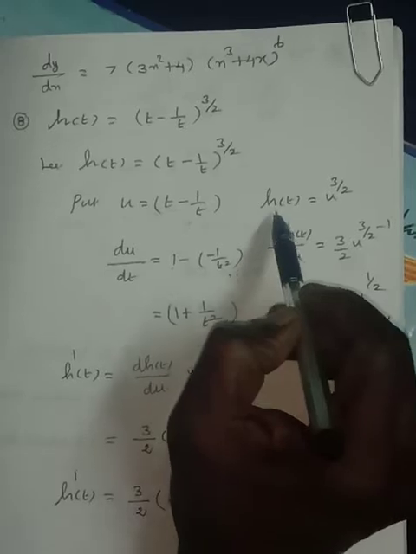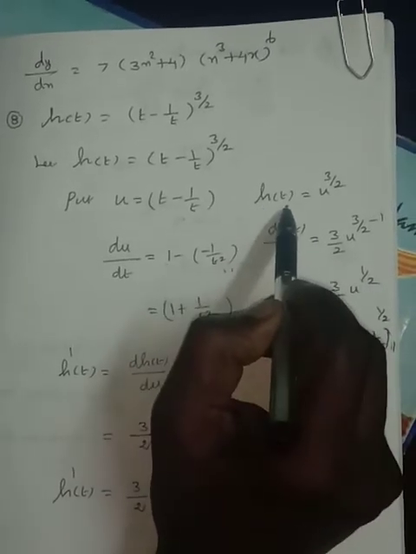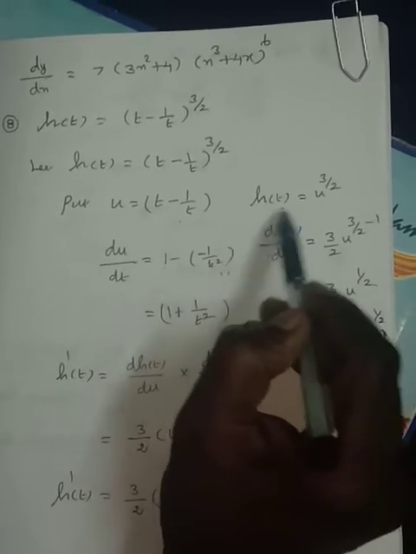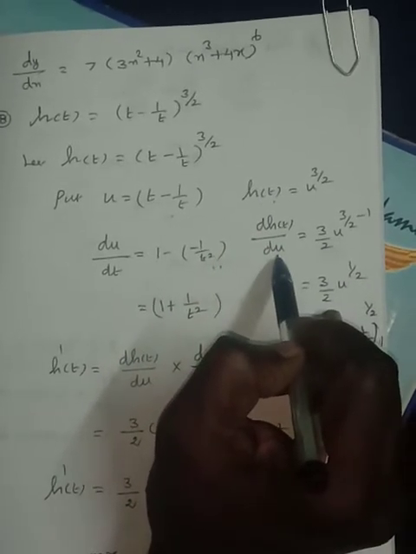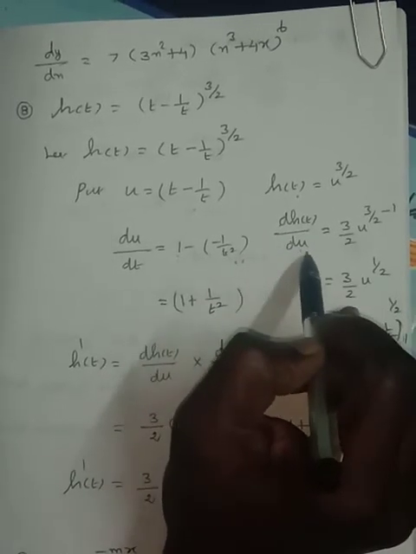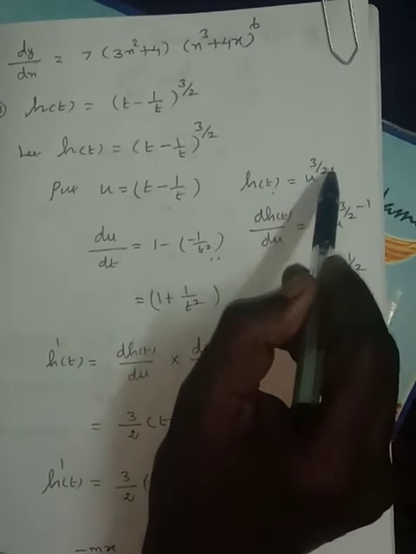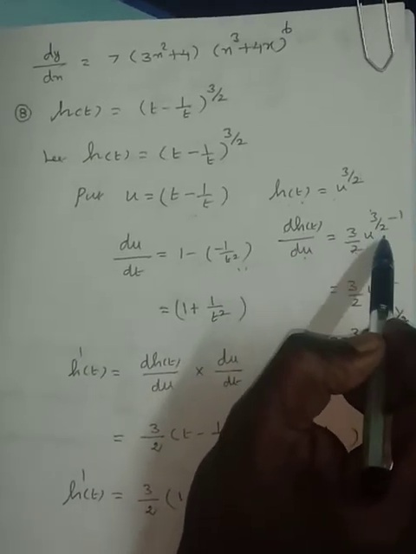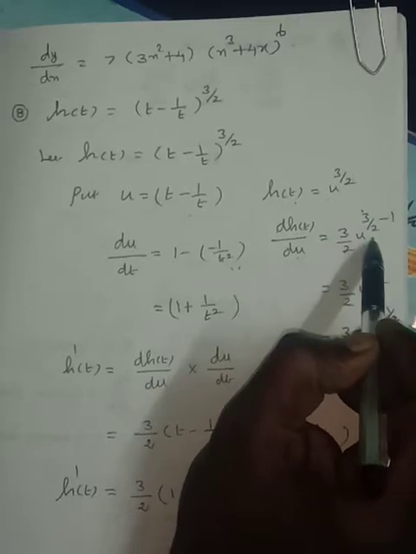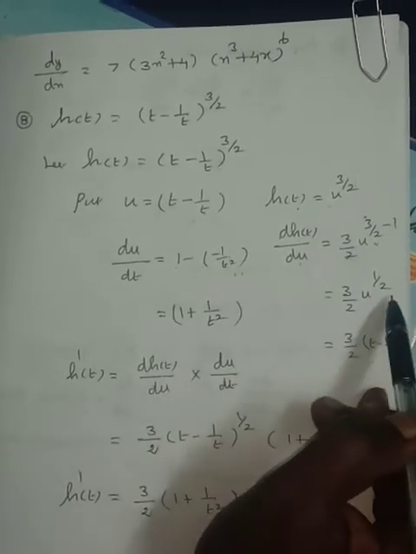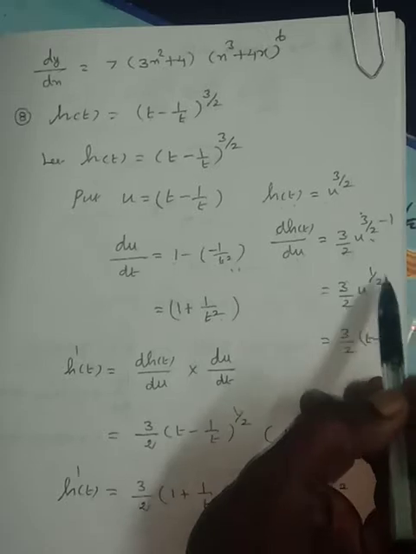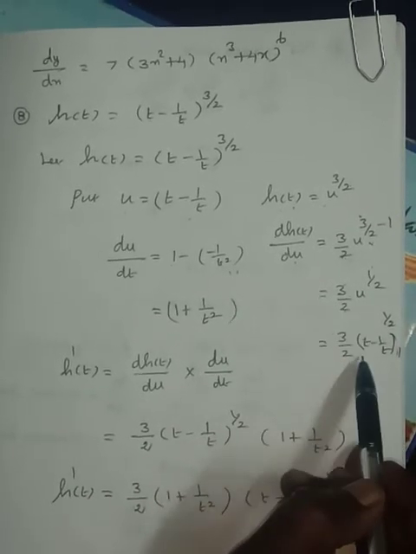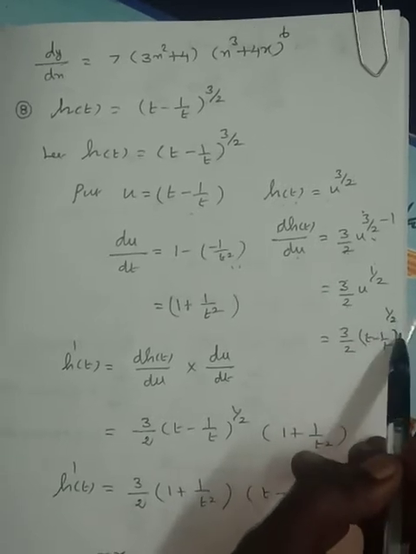Next, left hand side variable is h of t, right hand side variable is u. Therefore differentiate h of t with respect to u. We have d h of t divided by du is equal to, using the formula x to the power of n, nx power n minus 1, 3 by 2, u to the power of 3 by 2 minus 1. 3 by 2 means 1 and half, minus 1 is half. So 3 by 2, u to the power of half. U is t minus 1 by t whole to the power of 1 by 2 is answer.